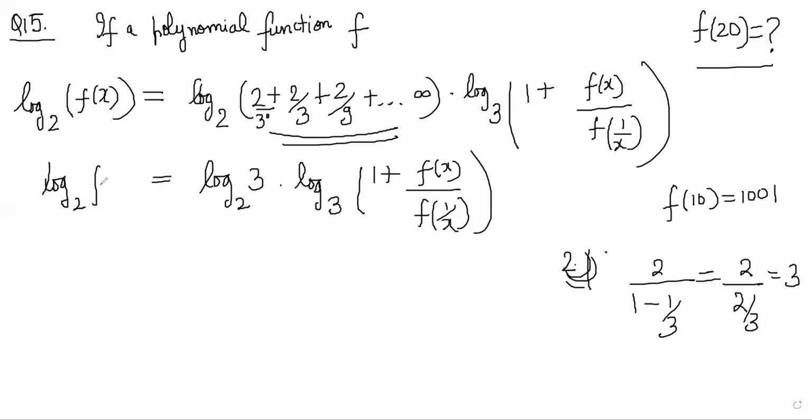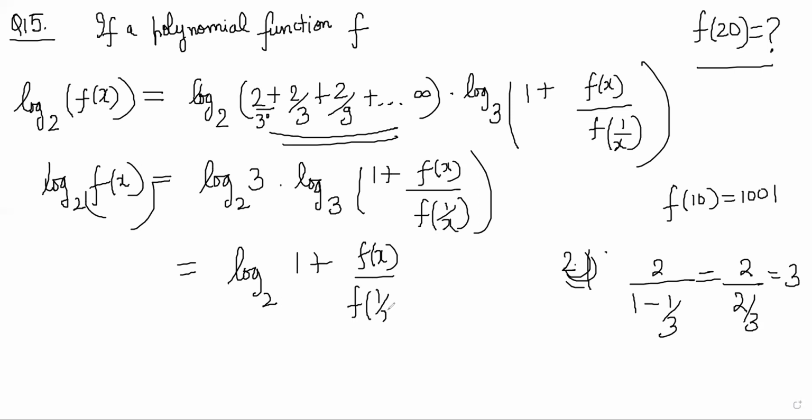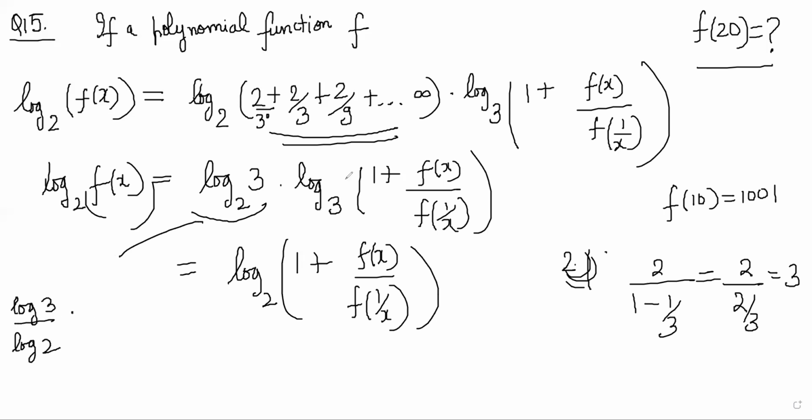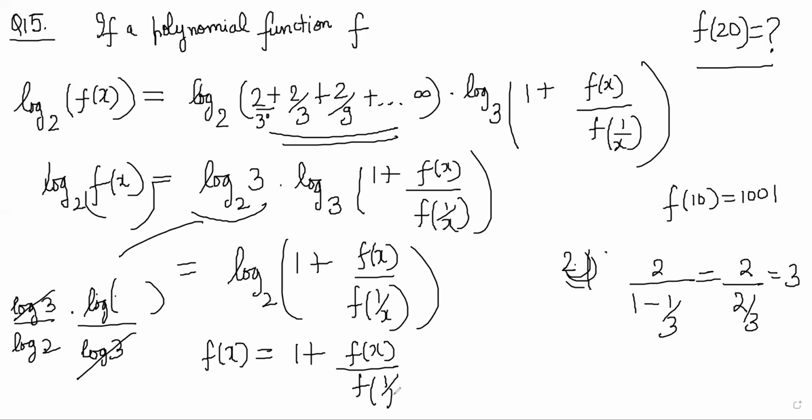Now we can change the base. It can be written as log base 2 of 1 plus f(x) by f of 1 by x. Why? Because I'm writing this part as log base e of 3 by log base e of 2, and this part as log of this bracket by log of 3. So log 3 cancels and it is log of something by log 2, which is log base 2 of this. So finally you're getting f(x) is equal to 1 plus f(x) by f of 1 by x.